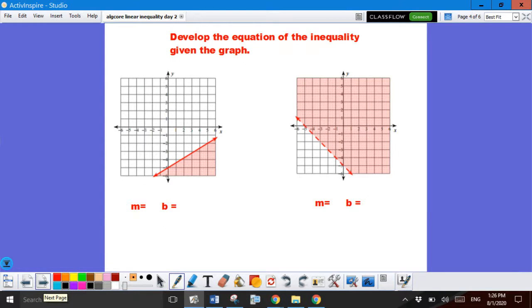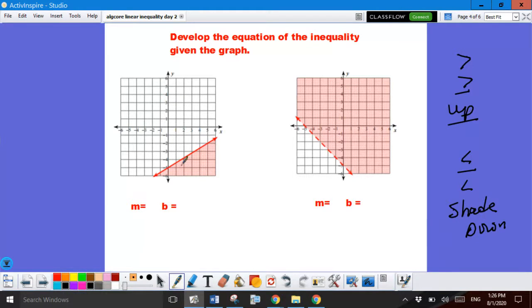Okay, now I want you to work backwards, and I'm going to give you the linear inequality. I want you to come up with your slope and your intercept, and then write the inequality. Remember, I have these two, which are going to shade up, and I have these two, which are going to shade down. So we're going to have to make use of those.